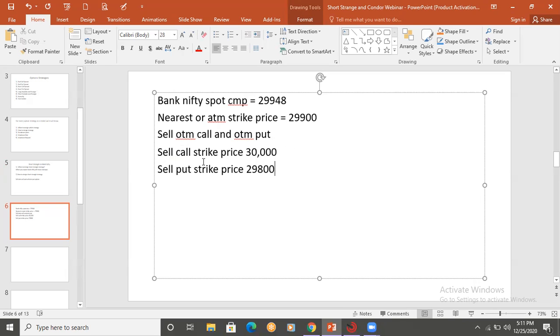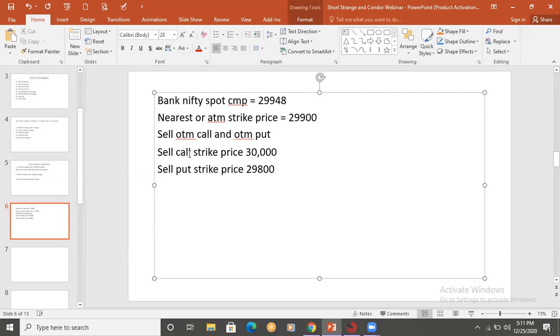Now here you can see we have selected completely different strikes for both call and put. Therefore, the name of the strategy is short strangle. So short strangle basically means we are selecting different strike prices for both the call option as well as the put option, and we are selling both options. So the name is short strangle, as we are creating a sell position.